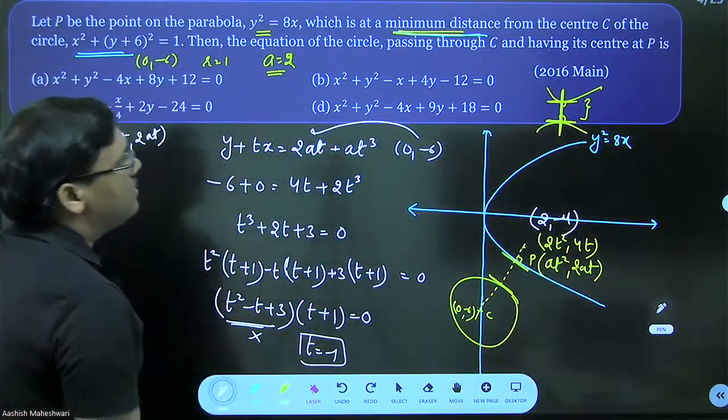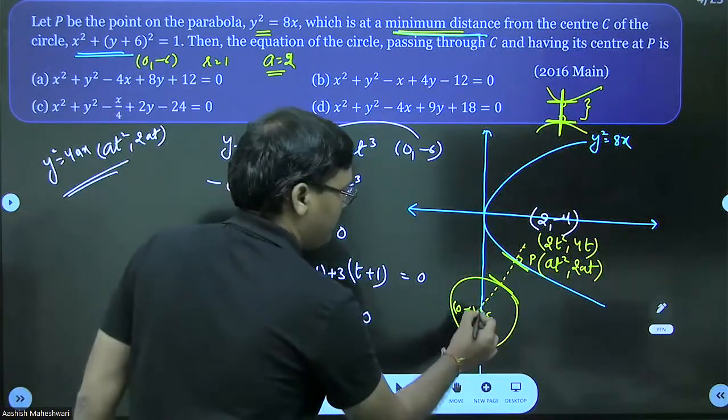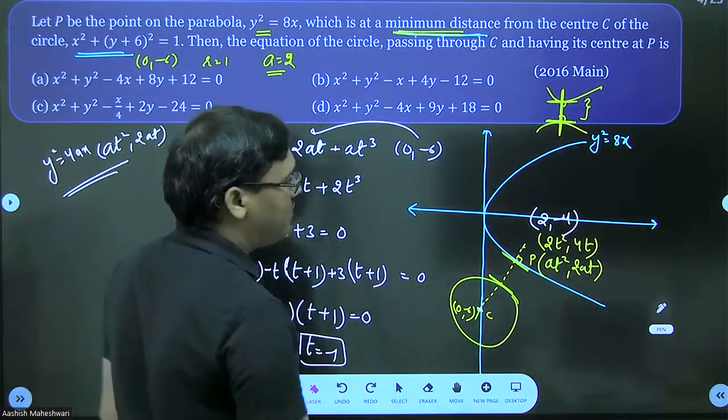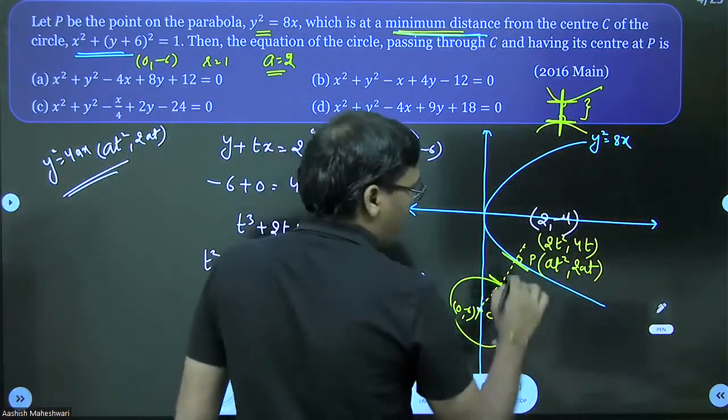Now what is the question? The question is, we have to find the equation of the circle passing through C and having center at P. So it will be something like this. Center should be at P. So what is the radius of the circle?